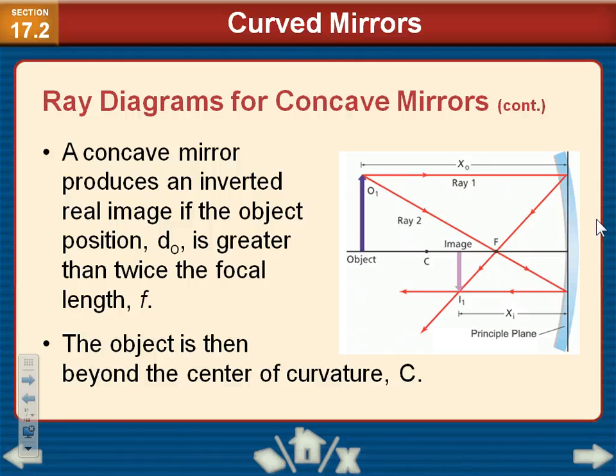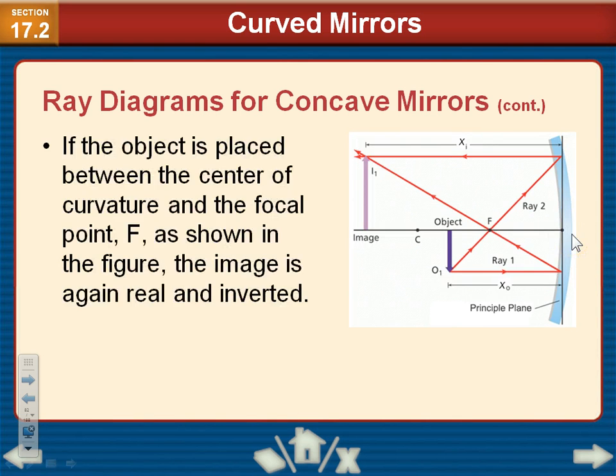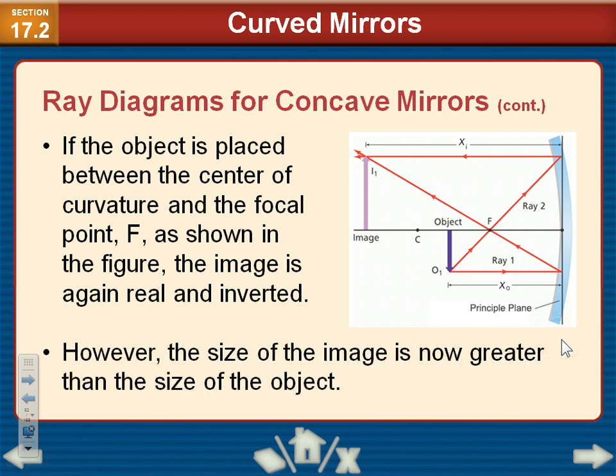The object is then beyond the center point of the curvature, C. Remember, that would be the center of our circle if this was an entire circle. The object is out here. If the object is placed between C and F, in other words, closer than the center of the circle but still outside the focal length, what's going to happen is, if the object is pointing down, it's going to invert and point up, but it's now going to be larger than the original image.